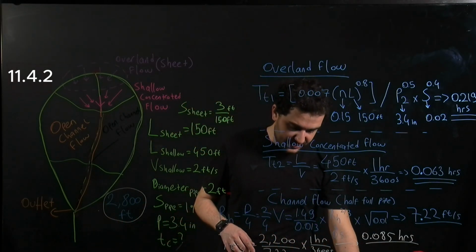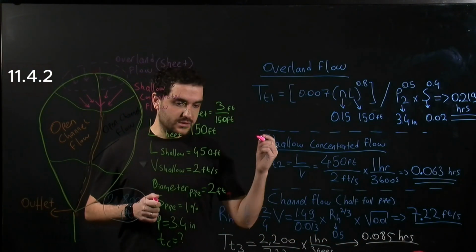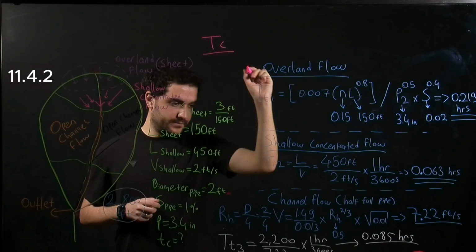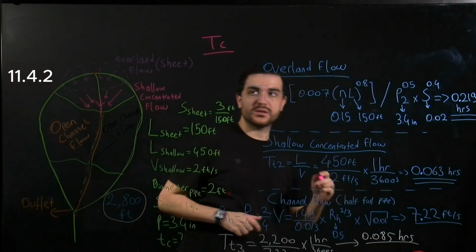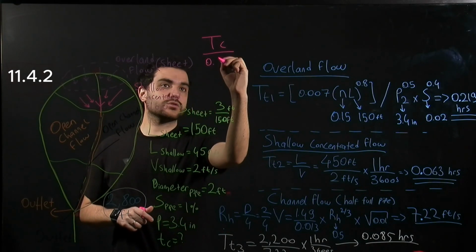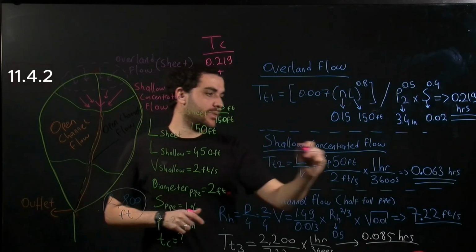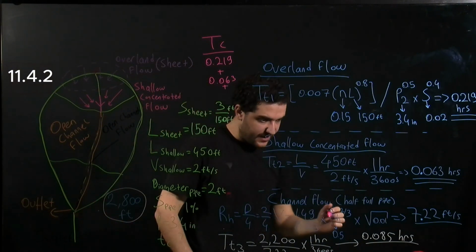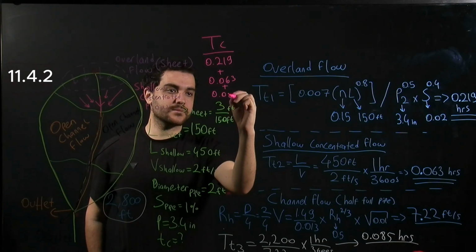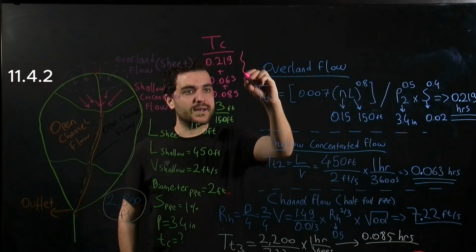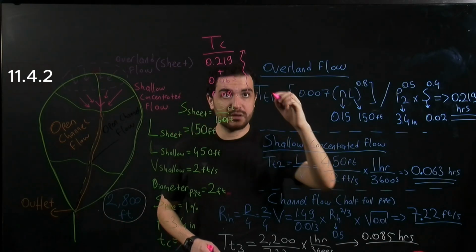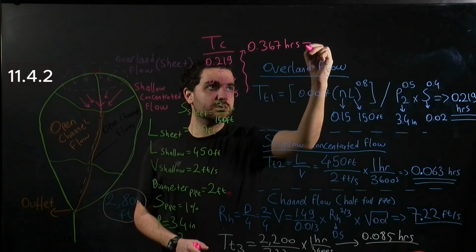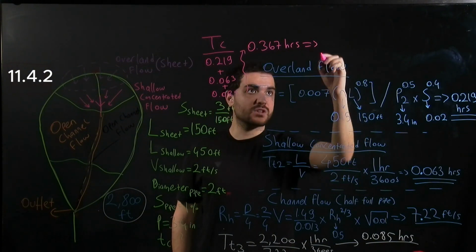So from here we can calculate the total time of concentration. So let me write it here. We have 0.219. We have 0.063. And finally we have 0.085. And this gives us 0.367 hours, which is actually 22 minutes.